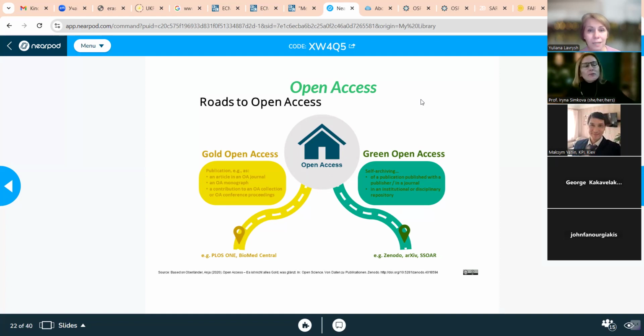And there are some types of open access. And you should know, because sometimes it's written that this journal provides green open access. What does it mean? So green, gold open access, or even diamond open access. So let's have a look at this green open access. Green open access means self archiving.